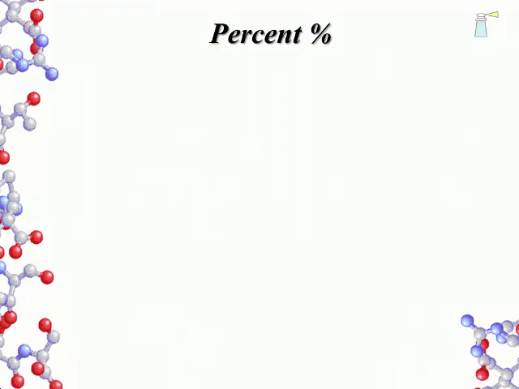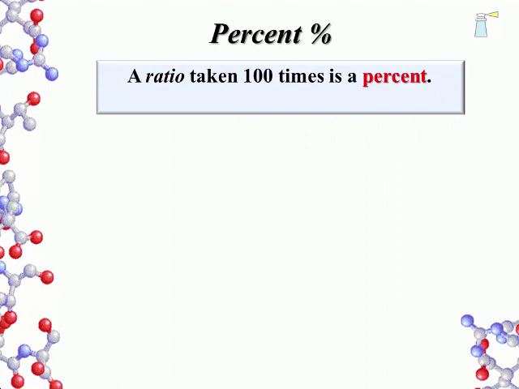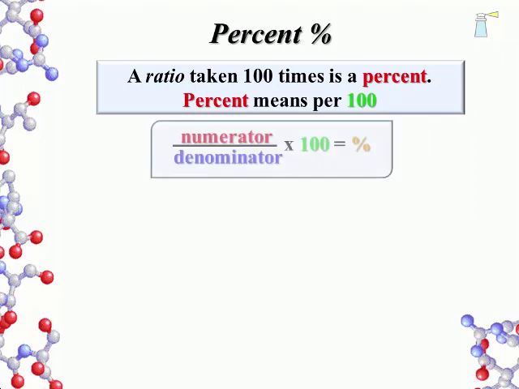On to percent and problem solving. A ratio, or a fraction, taken 100 times is a percent. Percent means per 100. In mathematical terms, it is a fraction, a numerator over denominator, times 100. Written in this form, we see the relationship between the values that make up the ratio and its representation as percent. The percent is simply a larger version of the ratio.